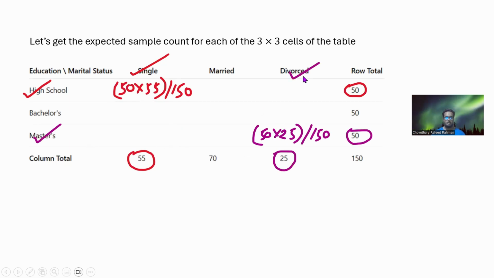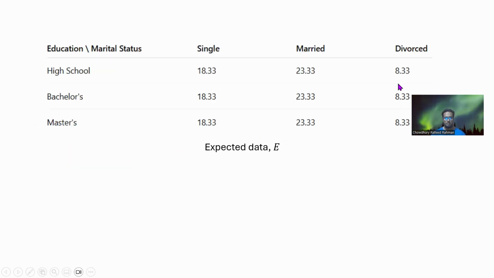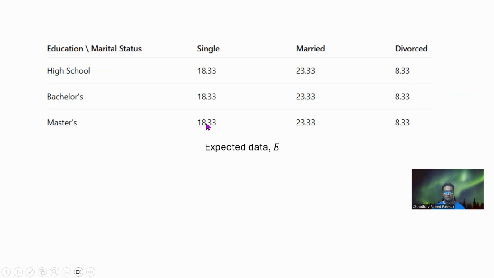So if we want to get it for divorced and for masters, we just multiply 50, which is in the master's row, by 25, which is in the divorced column. We multiply them up and we divide by 150. So if we continue doing that for every possible case, then we are going to get this table. Now, this table is going to be our expected data E.